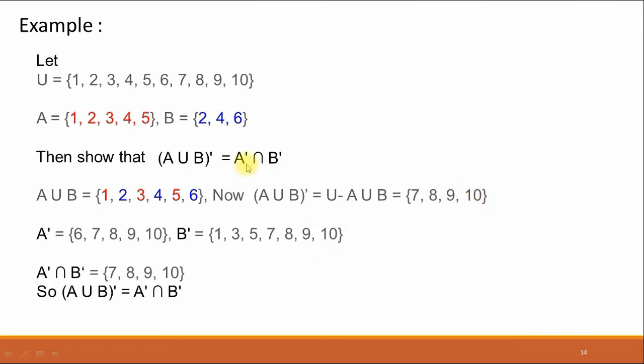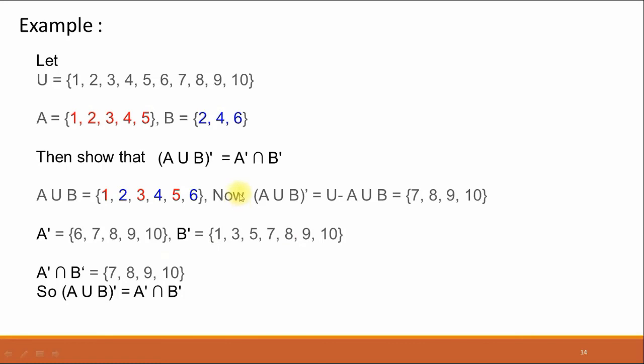Now for the right hand side, first of all find A complement. A complement means universal set minus A, the difference of universal set and A. Subtract set A from the universal set, we get 6, 7, 8, 9 and 10. B complement means subtract set B from the universal set. So B complement contains the elements 1, 3, 5, 7, 8, 9 and 10.